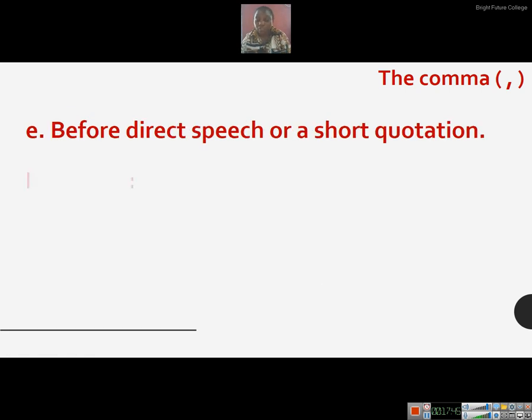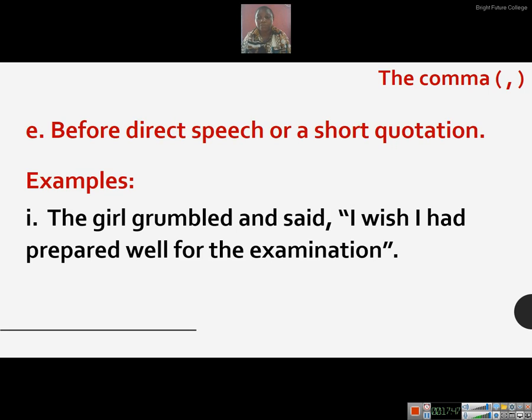Now, the comma is also used before a direct speech or a short quotation.